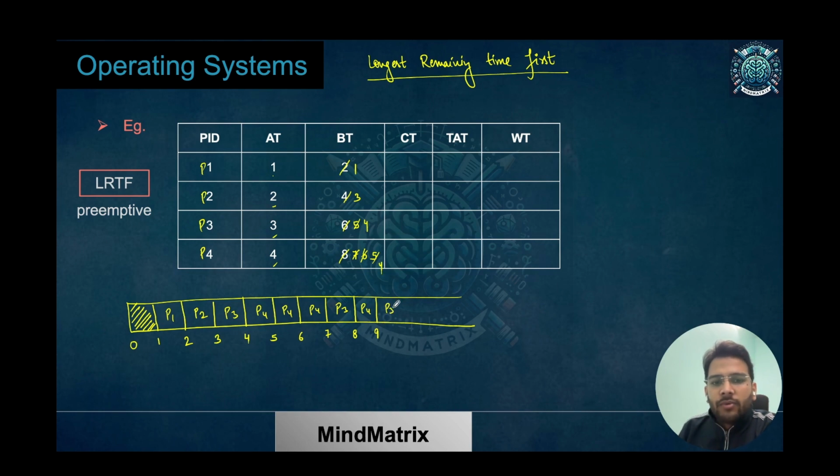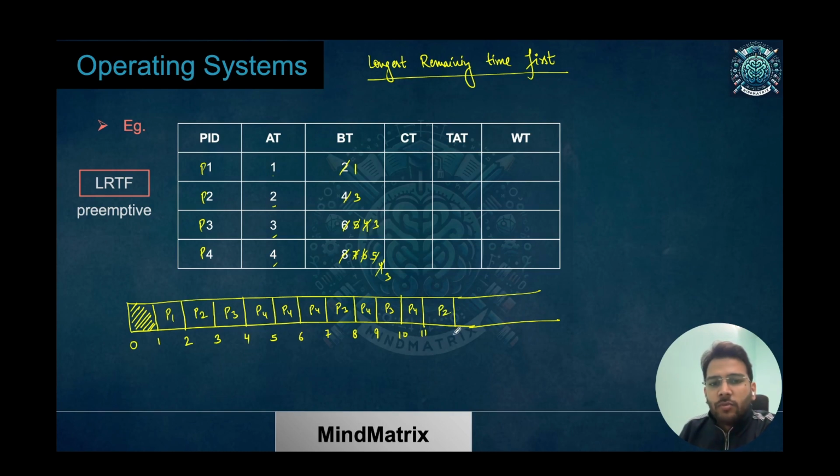Now again we are going to schedule the P3 process for 1 unit of time. It is going to become 3. Then the P4 process, it is going to become 3. Now three processes have the same burst time: P2, P3 and P4. So first we are going to schedule the P2 process, based on FCFS.